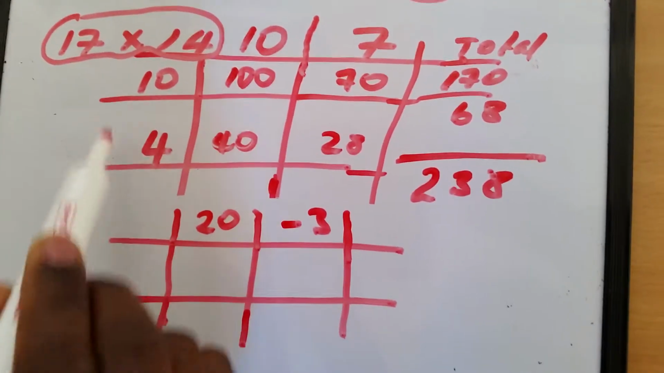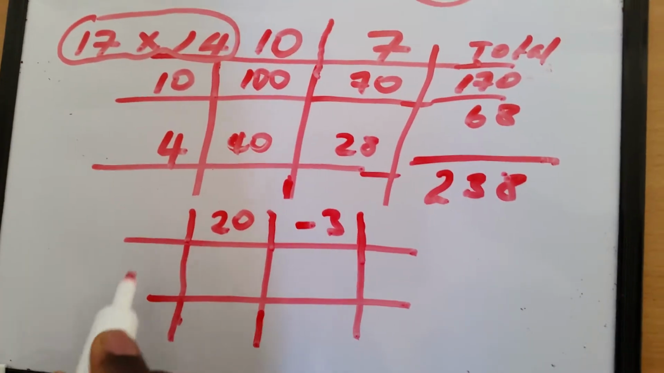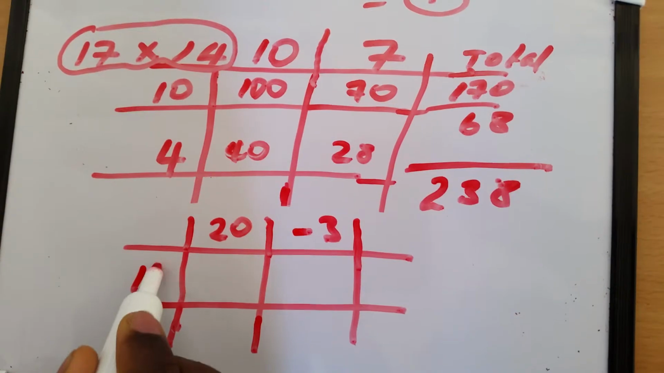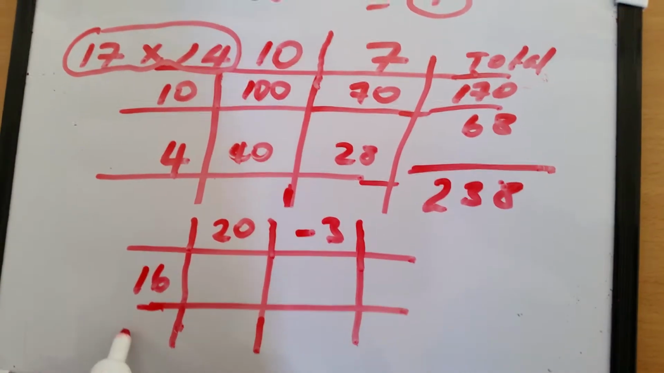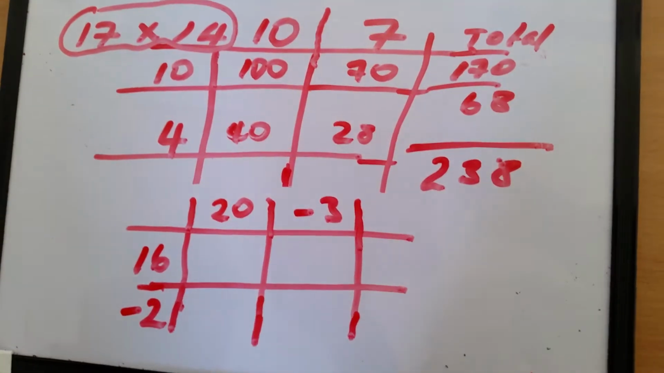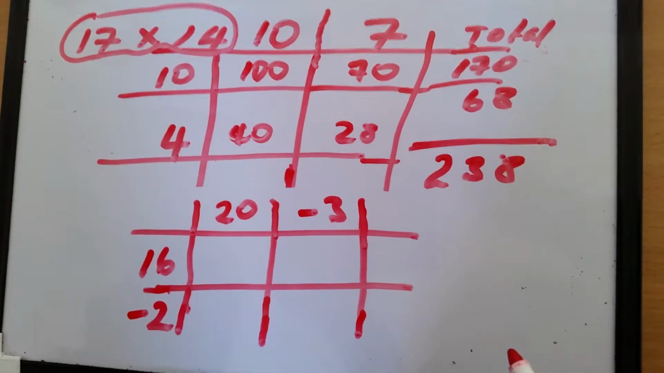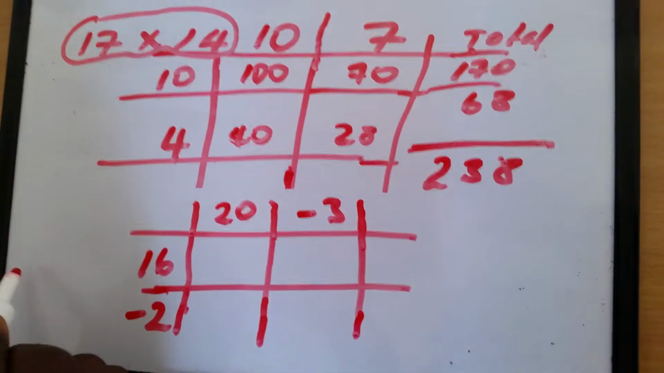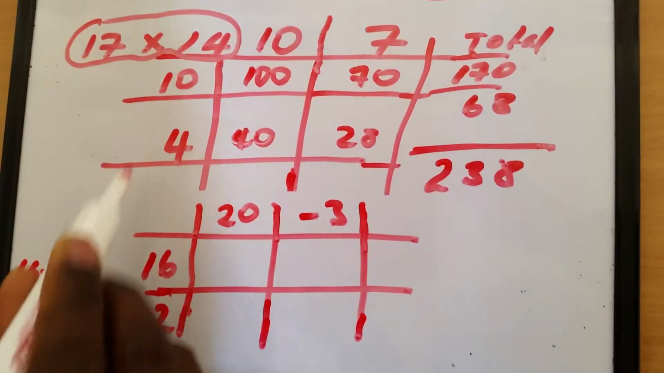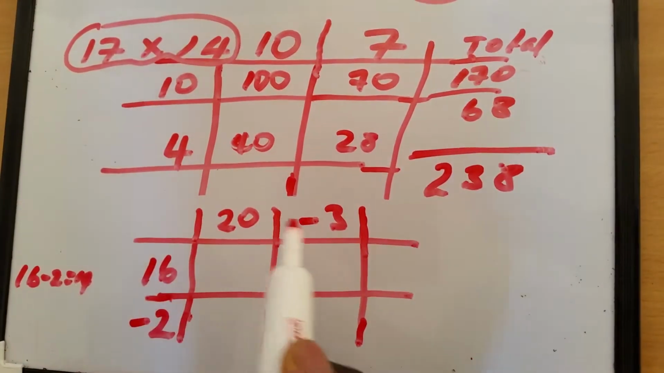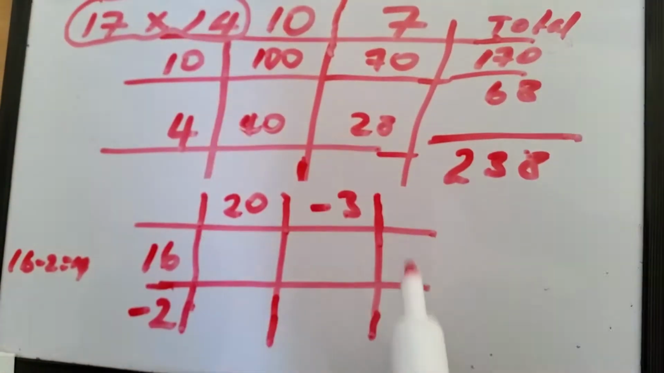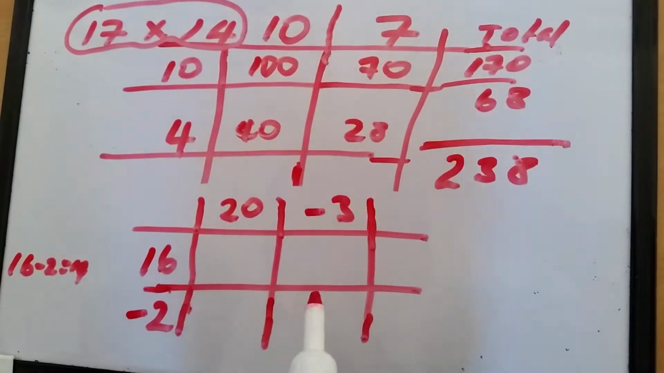And for my 14, I'm going to use 16 take away 2, because 16 take away 2 is 14, which gives me the same number that we used there. And 20 take away 3 gives me 17, which is the same number. So we're both basically multiplying those.